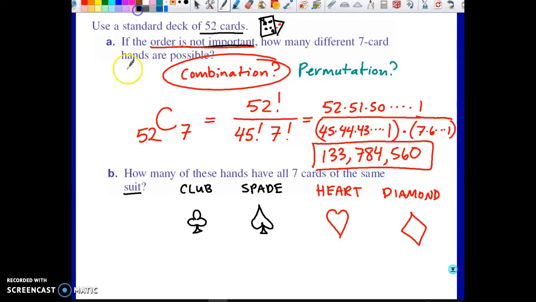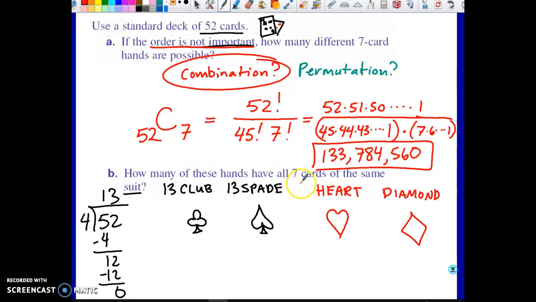Now there's 4 different suits. There are 52 cards in the deck. How many cards are there in each suit? If I divide 52 into 4 equal groups, there's 13 cards in the same suit. So for each suit, there are 13. There are 13 clubs, 13 spades, 13 hearts, and 13 diamonds.